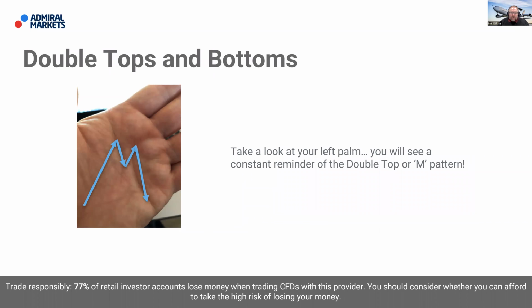As I said last time, if you're not entirely sure how to look at a double top and bottom, just look at your left palm right this moment and try to open your fingers as much as possible. You should see a very nice double top pattern in the wrinkles in your palm. You always have a constant natural reminder in the palm of your hand of what a double top or an M pattern looks like. Once you've got that seared into your cortex, you should never forget that particular setup.